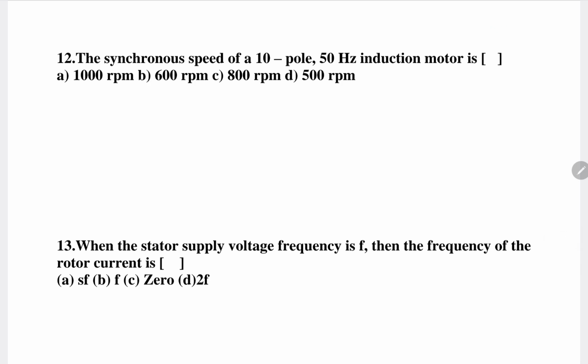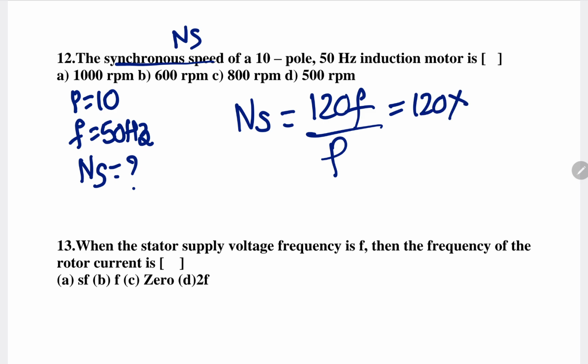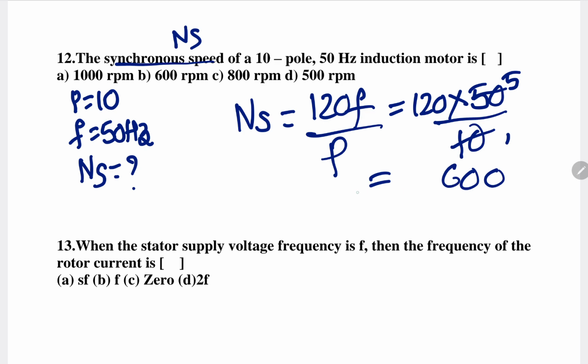Next, the synchronous speed of a 10 pole, so p is equal to 10 pole, 50 Hz. F is equal to 50 Hz. The synchronous speed, so we have to calculate ns. So ns equal to, what is the formula? Very important formula, 120 f by p. So 120 into f is equal to 50 divided by p, that is 10. So 10 5s are 50, 50 12s are 600. So ns is equal to 600 rpm.